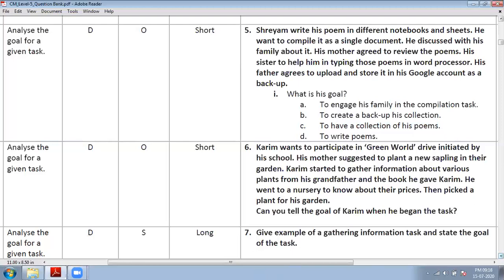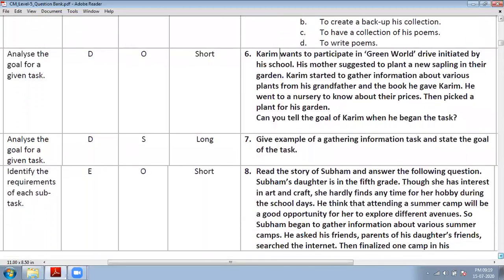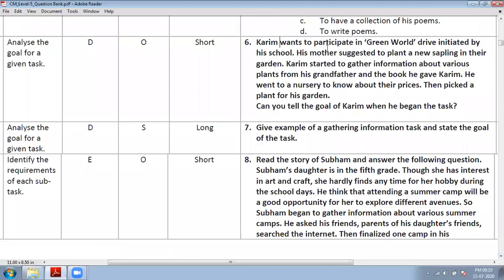Now the next question, question number 6. Karim wants to participate in the Green World Drive initiated by his school. His mother suggested planting a new sapling in their garden. Karim started to gather information about various plants from his grandfather and the book he gave Karim.